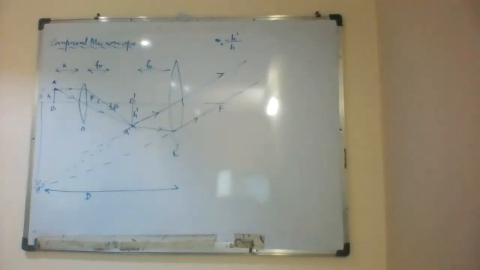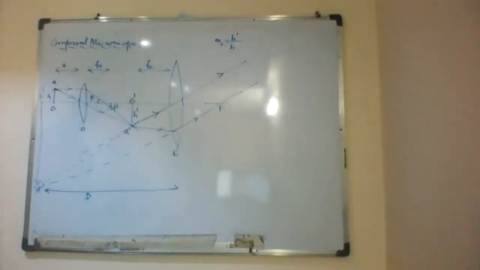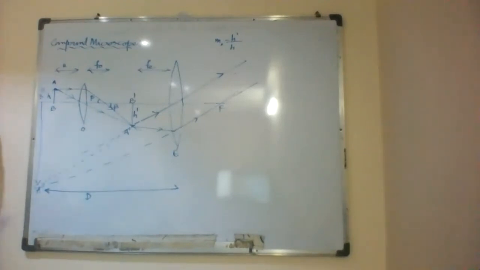Magnification of objective is H dash by H. So that is equal to what? That is equal to V by U, right? These two lenses are mounted in a cylindrical barrel, a tube or barrel we say, a cylindrical tube or cylindrical barrel.